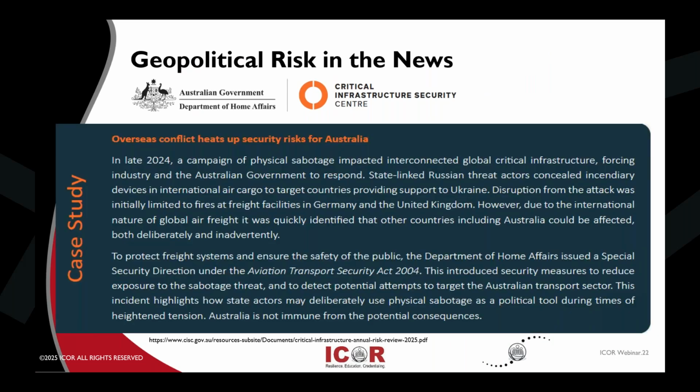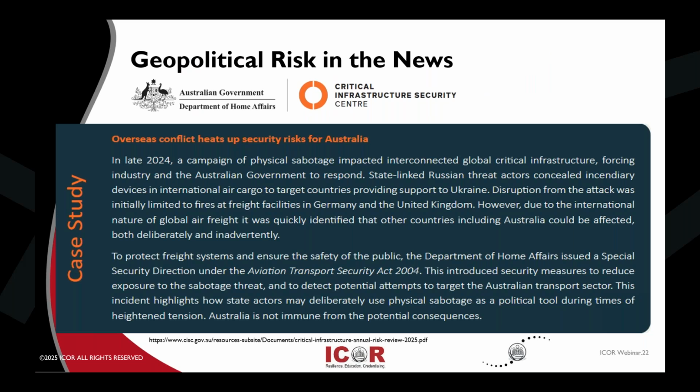They also gave another case study, really showing, in late 2024, November and December, about a year ago, a campaign of physical sabotage. We saw this in other places around the world too, but of course this is coming from Australia, where there were state-linked Russian threat actors concealing incendiary devices in international air cargo to target countries providing support to Ukraine. Disruption from the attack was initially limited to fires at freight facilities in both Germany and the United Kingdom.